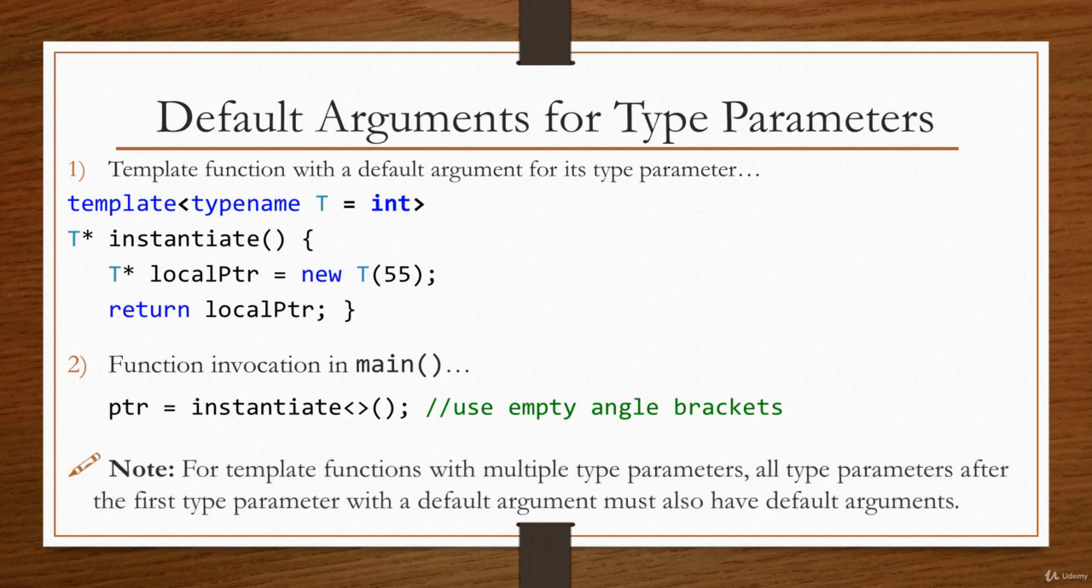Should you have template functions with multiple type parameters, then all type parameters after the first type parameter with a default argument must also have default arguments. This is similar to providing default arguments for your formal parameters. Again, the main difference here is that we are providing a type as a default argument.